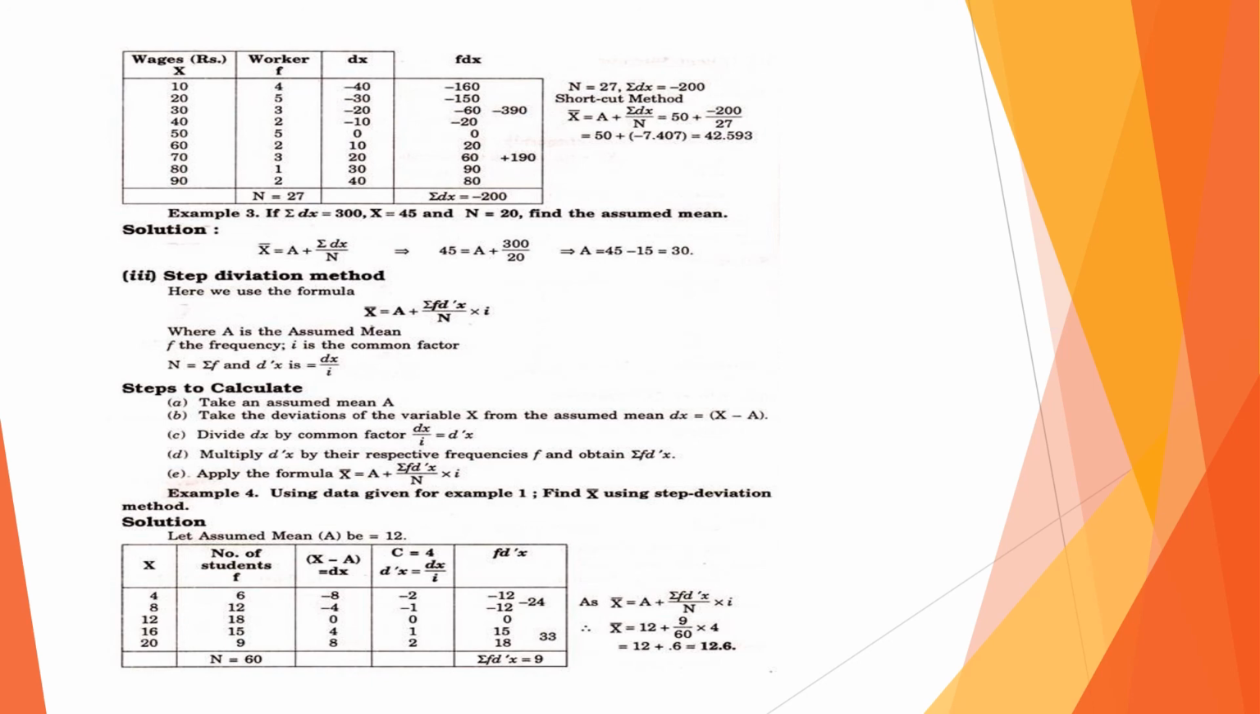X bar equal to a, how much have I taken? 12, plus sigma f d dash x, how much did I get? 9. Now divided by n, how much is it? 60, into i. It means the common factor which I have taken, that is 4. Now I will solve this question. I will be able to get the answer 12.6. This is the question which we have solved by the step deviation method.